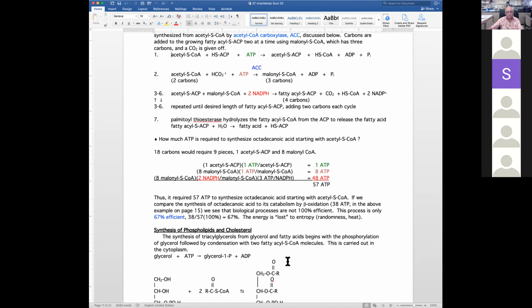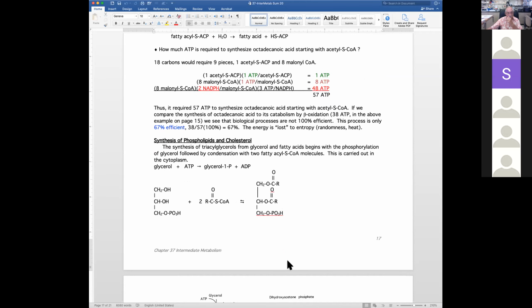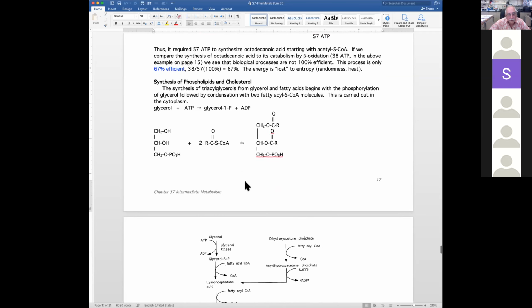Well, then how do you make phospholipids and cholesterol and things like that? Well, again, biosynthesis takes energy. So glycerol is phosphorylated. That takes energy to do that. And then you have synthetase enzymes that put a coenzyme form of the fatty acids onto the alcohols. So this thioester is converted into a regular ester.